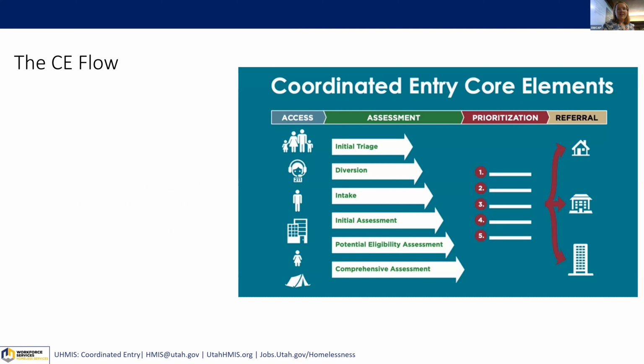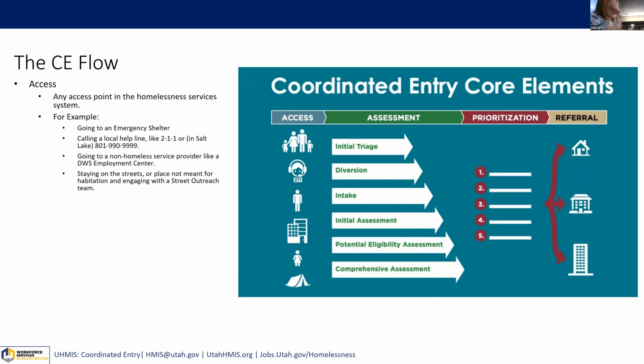It starts with this access step, and this could be at any point in their system. The first time they're identified as a person who's experiencing homelessness, that first service provider that they touch, that's an access point. And that's when you can start working with that client. You've identified this individual. So going to an emergency shelter, calling a local helpline, we have Salt Lake County on there, but 211 or any other local ones, going to a homeless services provider or just any other place where they're identified as experiencing homelessness.